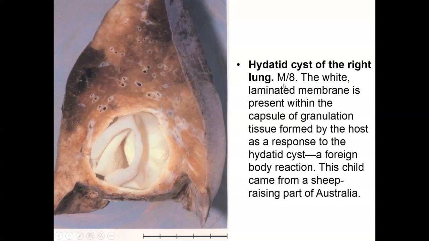Hydatid cyst in the right lung. Here's the lung, and here you see the hydatid cyst. The white laminated membrane is present within the capsule of granulation tissue, formed by the host as a response to the hydatid cyst. And this is an example of foreign body reaction. This child came from a sheep raising part of Australia.